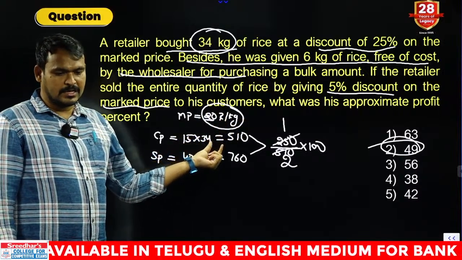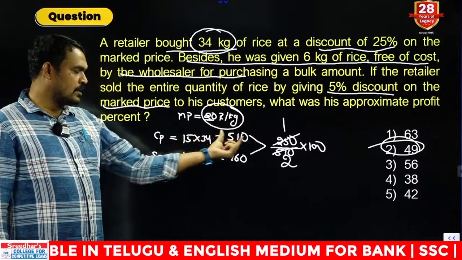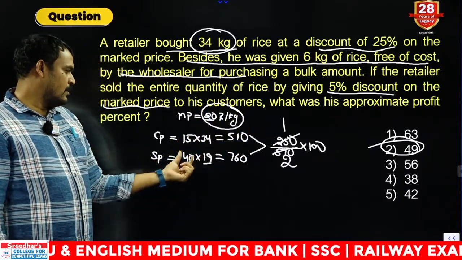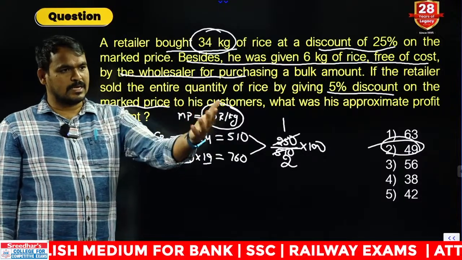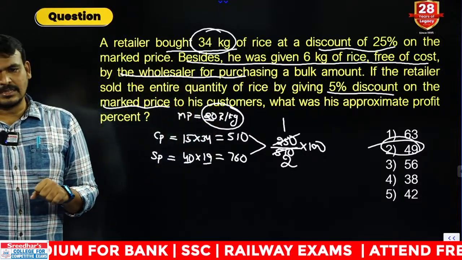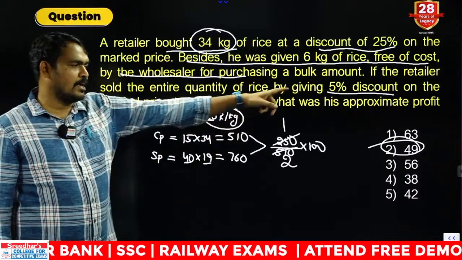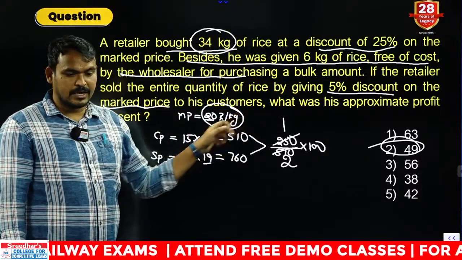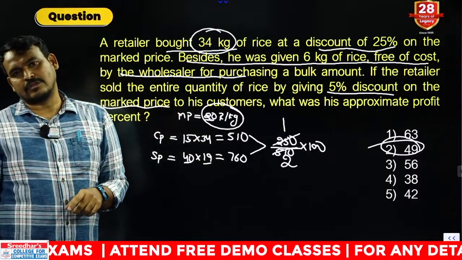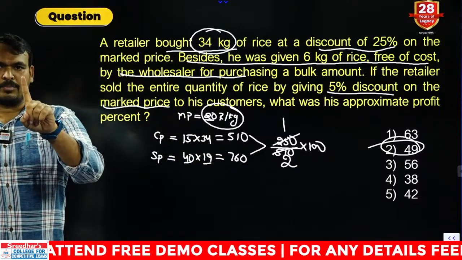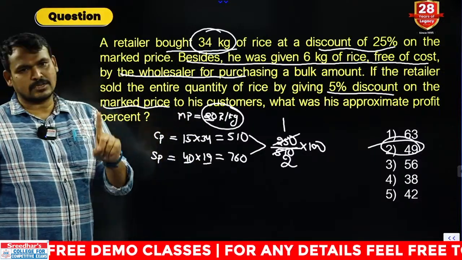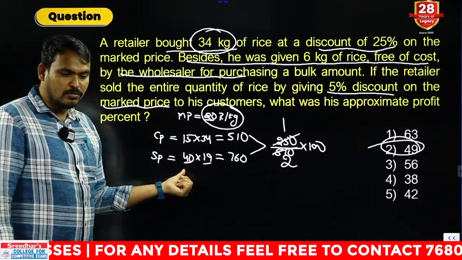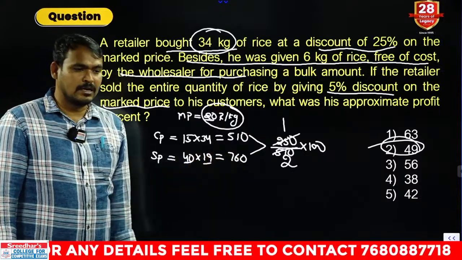15. For how many kgs? 34. 15 into 34 means what is the total cost price? 510. But for the selling price, how many kgs did he receive? 34 plus 6, total 40 kgs are received. But selling at 5% discount on the market price. What is the market price we have taken? 20. In that 5%, what is the 5% of 20? 1 rupee. Then 1 rupee discount means what is the selling price? 19. Per kg value 19. Total how much? 40 into 19, how much?